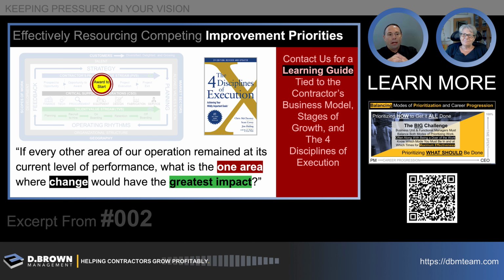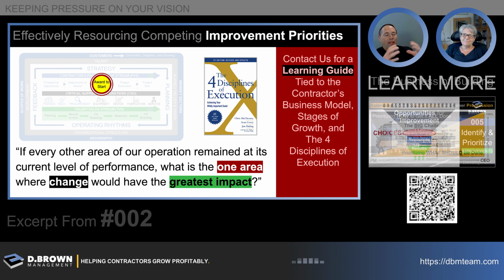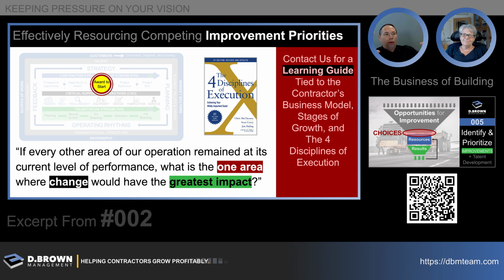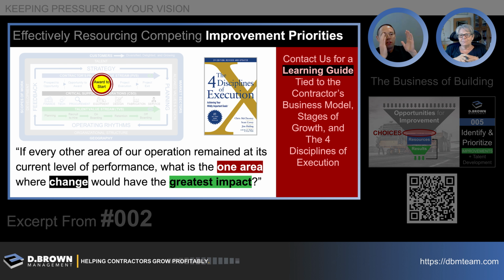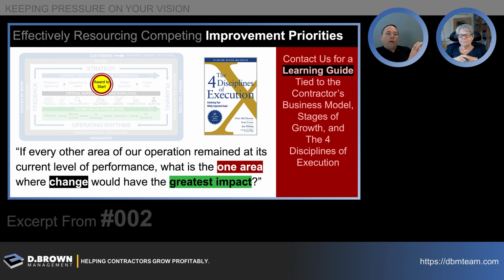In the meantime, one of the helpful things, and we're not targeting this and saying this is the place to start, is to look at your whole model and ask this question from the 4 Disciplines of Execution: if every other area of our operation remained at its current level of performance, warts and all, problems, inefficiencies, just ignore it, put blinders on, what's the one area that you would change within the organization that will have the greatest impact? And think about that impact in terms of changing your contractor scoreboard over the next 2 to 5 years. Maybe 1 to 5 years in the future.